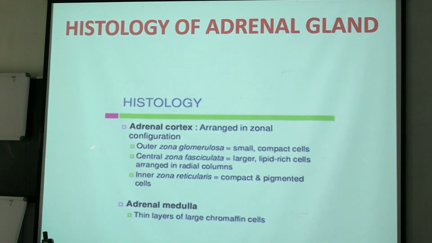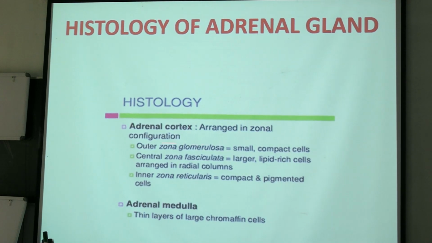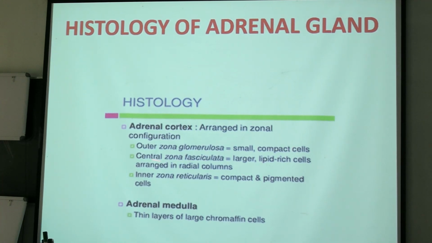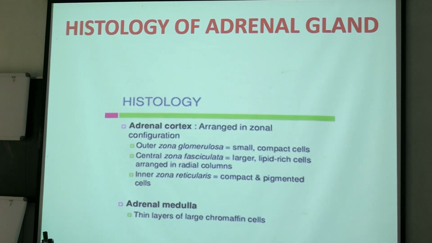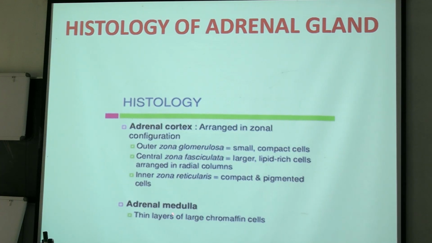So next we go to the histology. The adrenal cortex is arranged in zonal configuration. Three zones are there from outside inward. You can remember like GFR. Okay. So outer zona glomerulosa, central zona fasciculata. Central means middle. Okay. Zona fasciculata and inner zona reticularis.